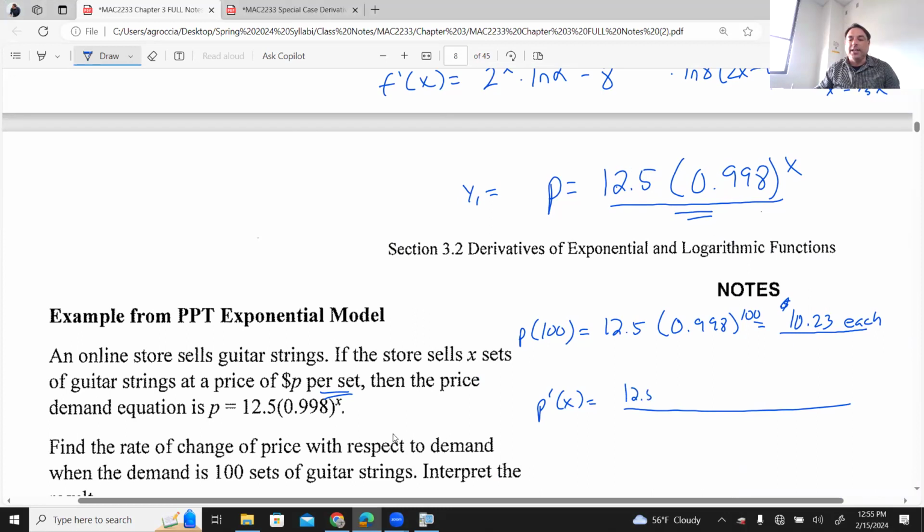And then, I know it looks weird, but we have a base raised to an x. Step 1, rewrite it: 0.998 raised to the x. Step 2, ln of the base, 0.998. Step 3, what's the derivative of 1x? 1, so that really doesn't change anything. So you get the derivative: 12.5 times 0.998 raised to the x times ln of 0.998.